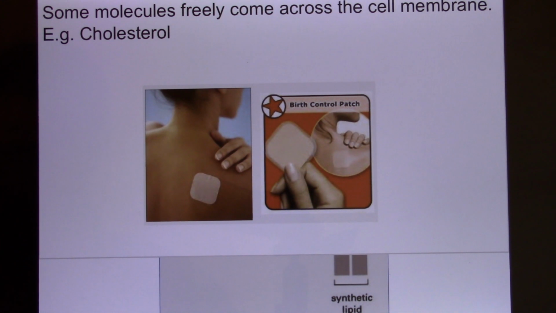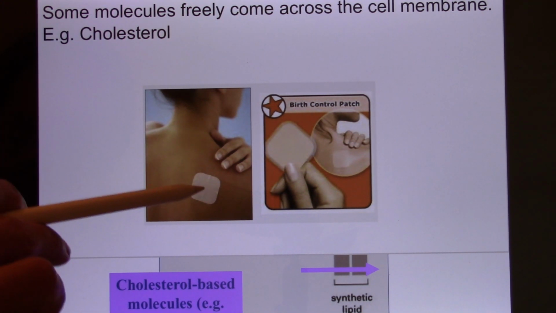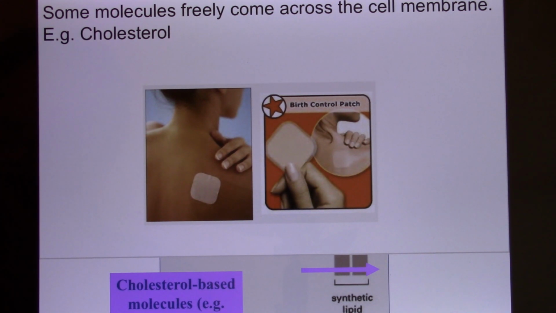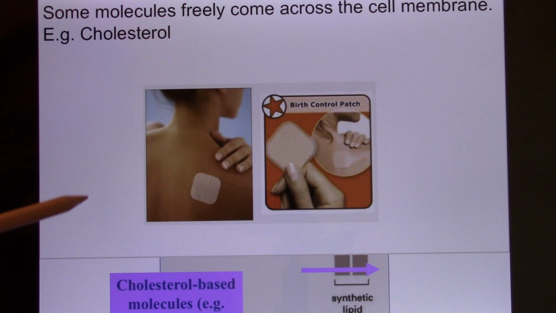The cell membrane is made of phospholipid. If a molecule is made of lipid, like a cholesterol-based molecule, and is able to go through the cell membrane, it uses simple diffusion. One example is the birth control patch. Inside the patch, you have sex hormones, mainly the female sex hormones, estrogen and progesterone, these two. Whether you take the pill or put the patch on the skin, it's still able to go into your body.